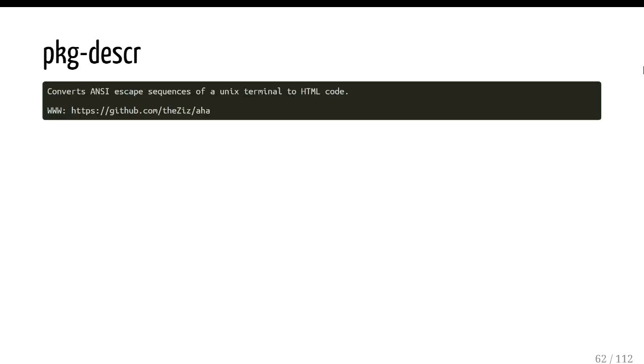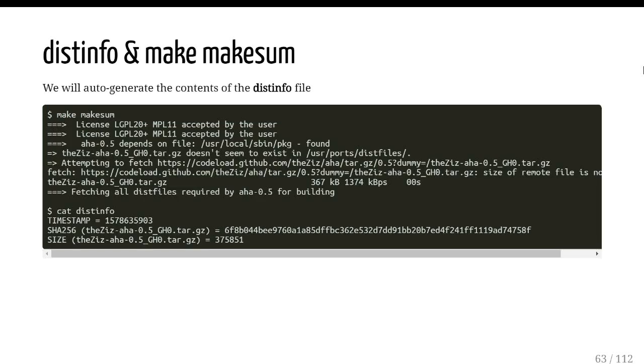There's another file called pkg-descr, and this, pretty clear what it does. It provides a long description of what the program does and a website. And then you need to define the size of the upstream package that is going to be downloaded and a checksum for it, so that all future people that download it can actually check that it wasn't corrupted during download. So you run this magic command called make makesum, and it will download the upstream, and then create the distinfo file for you. It'll run the checksum and save all the details in there, and you can see that here. It's created the distinfo file.